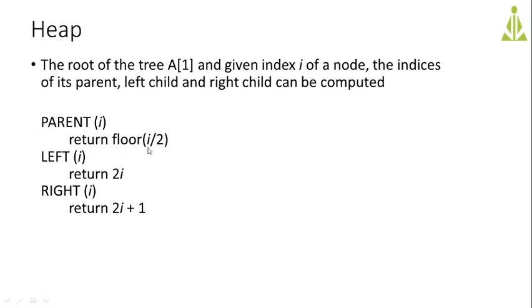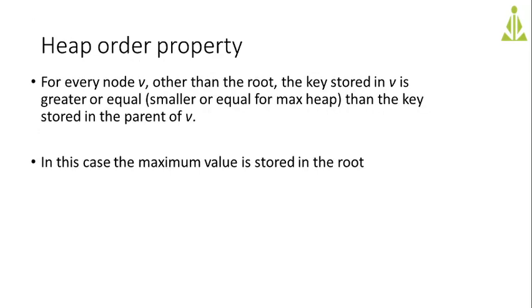And we are dividing by 2. Left of i returns 2i. Okay, left side is 2i and right of i returns 2i plus 1. So this is a heap. So this is a simple algorithm for the heap. Given an index i. When you see the example, then you will easily understand.